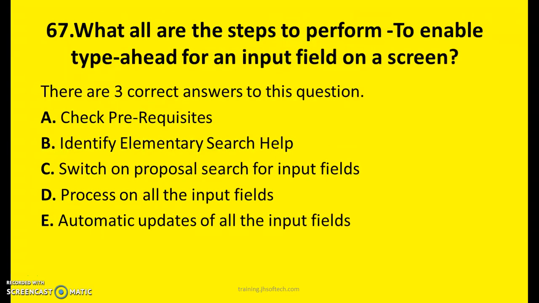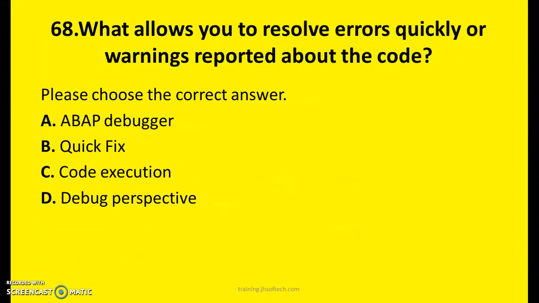67th question: what are all the steps to perform to enable type ahead for an input field on a screen? There are three right answers for this: A, check prerequisites; B, identify elementary search help; C, switch on proposal search for input fields; D, process on all the input fields; E, automatic updates of all the input fields. So the answers are A, B, and C: check prerequisites; identify elementary search help; switch on the proposal search for input fields.